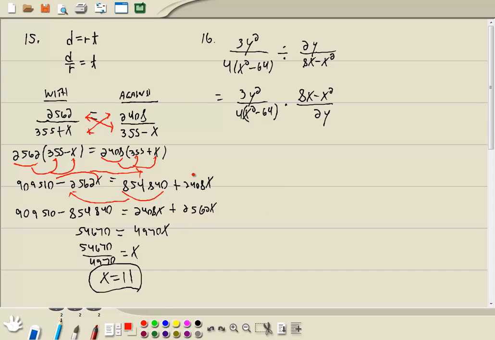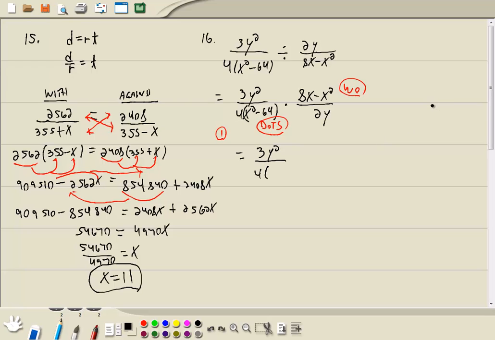Now this is multiplying rational expressions, and our first step is to factor everything. This one is in the wrong order. It's not in standard form. So we're going to have 3y squared over 4 times x squared minus 64. Actually, let me go ahead and factor that part.